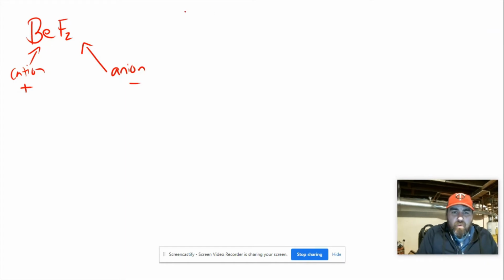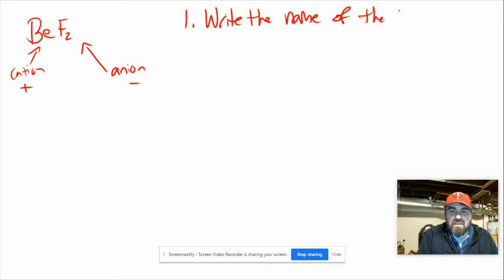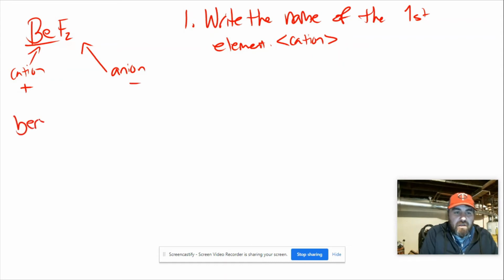The way we're going to do this, step 1, we write the name of the first element. That's it. We look for the first element. It's Be. We would call this the cation, of course. The first element is Be. So what we would do is we would write beryllium. Now, if you're standing there and just looking at me and not writing anything down, you're doing this wrong. You should be writing something down. Write down what I'm saying. Okay, you can pause the video. You got all the time in the world to write this stuff down.